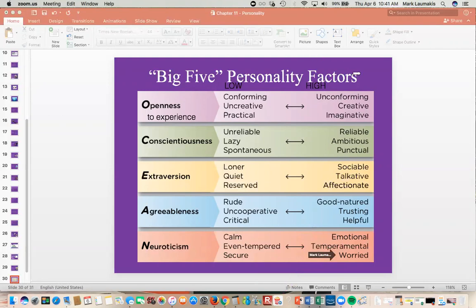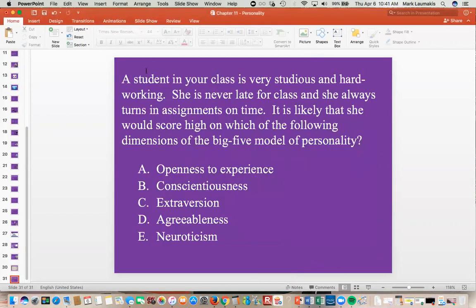Any questions about the big 5 factors of personality? Could you recognize a description? I'm going to give you a chance to do so with a final polling question today. So let me grab that, and then we'll be ready to wrap up. So here's the final question I have for you.